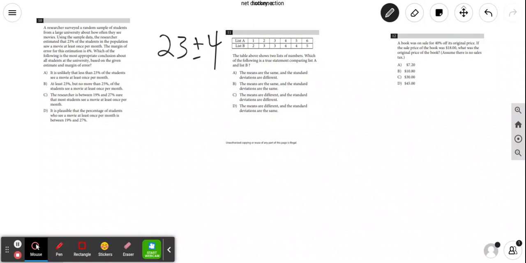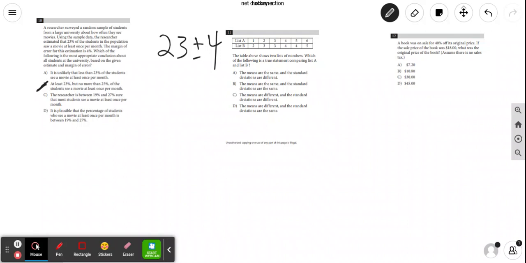It is unlikely that less than 23% of students see a movie at least once per month? No. At least 23%, but no more than 25% see a movie at least once per month? No. The margin of error is 4%. The researcher is between 19 and 27% sure.